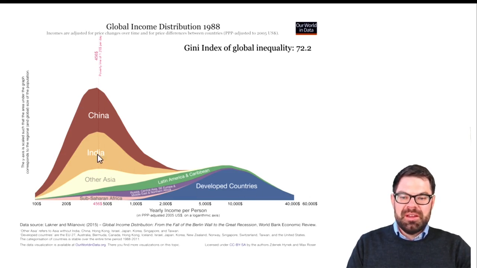And then you can see through those different colors what part of the world is responsible for this distribution. And you can see that in 1988, so that's not so long ago. I was already alive at the time. Most of our students most likely not. But it's not so long ago. Your parents, if you ask them, they will certainly remember that time.